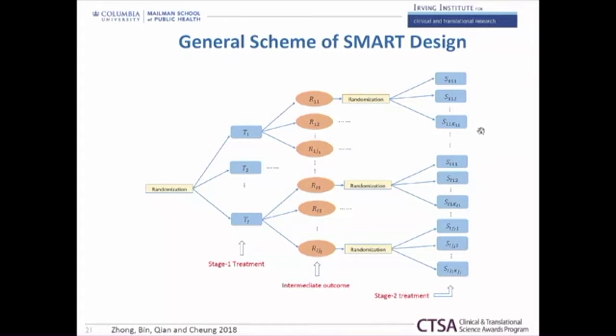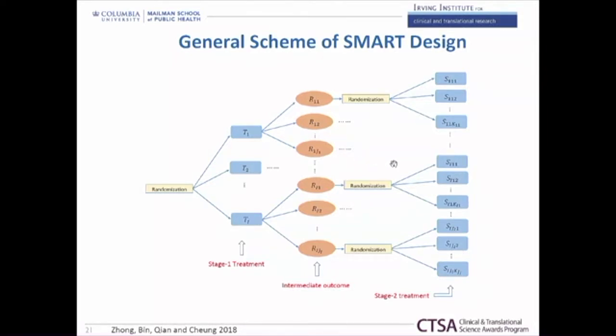So in the lymphoma trial I just talked about, we have 2 treatment options at stage 1. So T1 will be CHOP and T2 will be R-CHOP, because we define the intermediate response for both stage 1 treatments as a binary outcome. After T1, we'll have 2 bullets here, with R11 representing response and R12 representing no response. Similarly, after T2, we have 2 bullets, with R21 corresponding to response and R22 corresponding to no response.